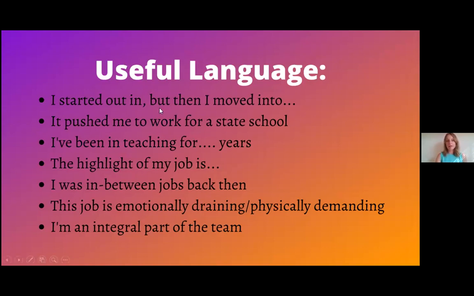These phrases basically contain amazing collocations which could be used when you're talking about something. And in each topic, you can find some collocations which you would like to deal with and you would like your learners to be aware of, like: to be in teaching for, the highlight of my job is, and so on.